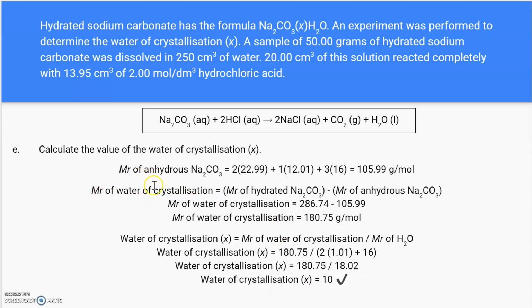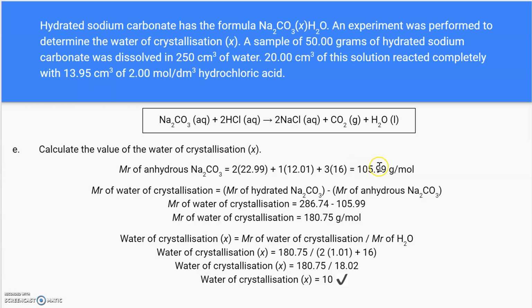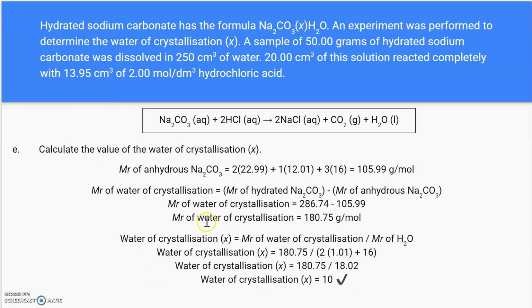Now, having this piece of data allows us to figure out the molar mass of the water of crystallization itself. So from the molar mass of hydrated sodium carbonate, we subtract the molar mass of anhydrous sodium carbonate. In the end, we subtract 105.99 from the 286.74 that we obtained in the previous exercise, and we get that the molar mass of the water of crystallization itself is 180.75 grams per mole.